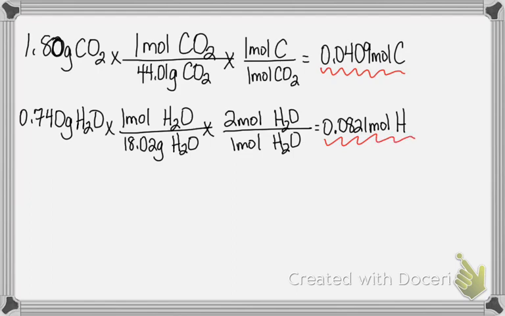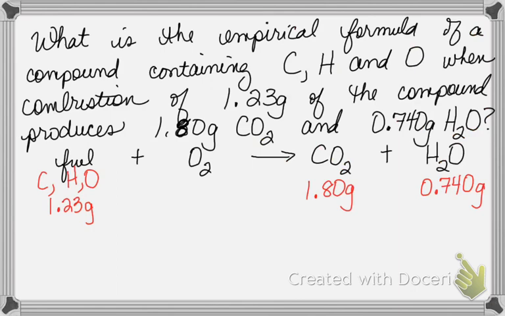But we have to get to moles of oxygen. And that's different on this problem than the one we worked previously. So, going back to our information, we had 1.23 grams of the fuel. We now know how many moles of carbon were in that fuel, don't we? We also know how many moles of hydrogen were in that fuel.